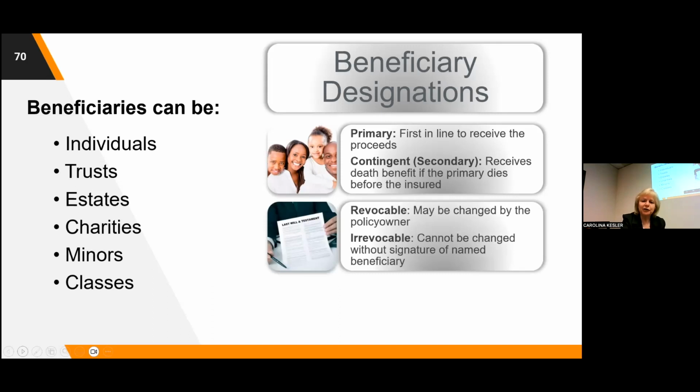A revocable beneficiary may be changed by the policy owner. An irrevocable cannot be changed without the signature of the beneficiary. Remember, I was telling you about insurable interest early on, where my husband and I had a policy together, right? When we divorced, the court named me as an irrevocable beneficiary. He was not allowed to make a single change to that policy, not even stop paying it. He had to keep paying it no matter what until our kids became adults. That's irrevocable. He could change it if I had written a letter and said it's okay, but I wasn't about to do that, right? So, yeah.